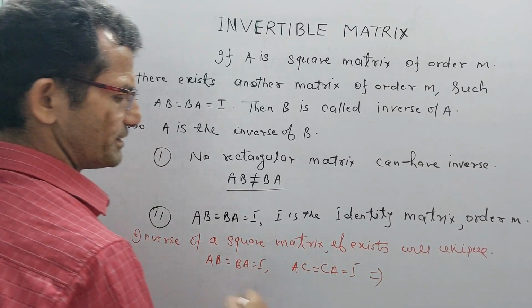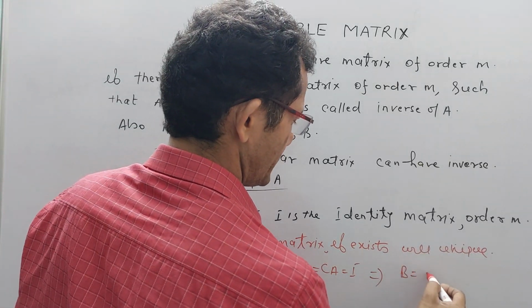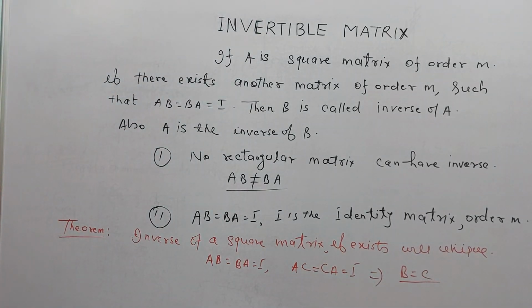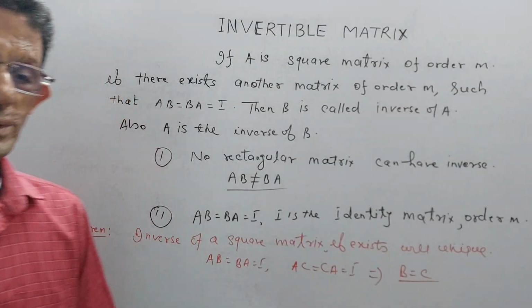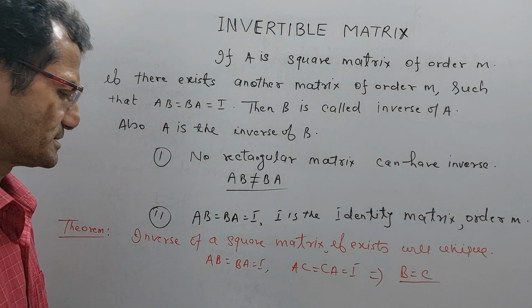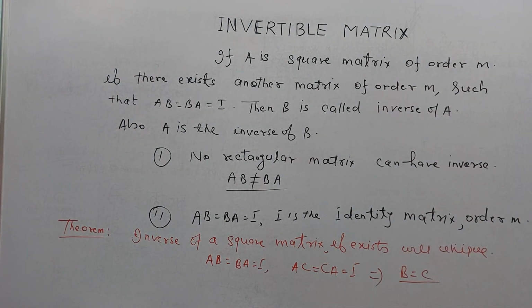B and C will be the same. It is only possible because the inverse of any matrix is unique; only one inverse of a matrix will be there. Now another important property is here.